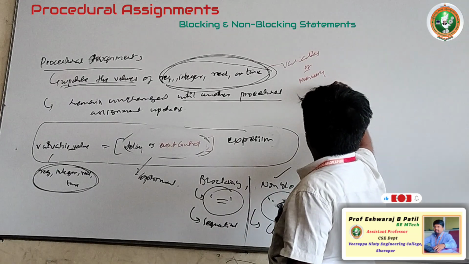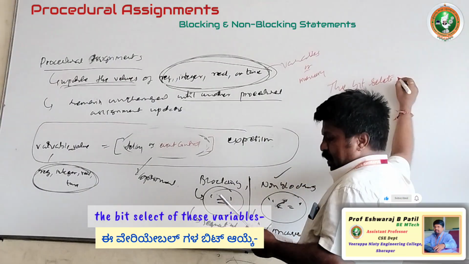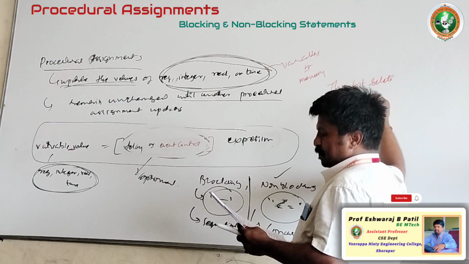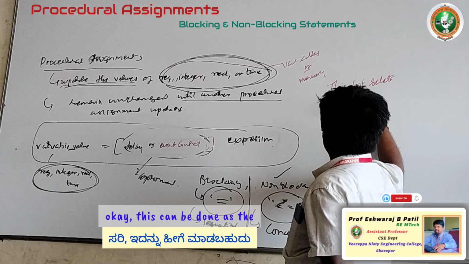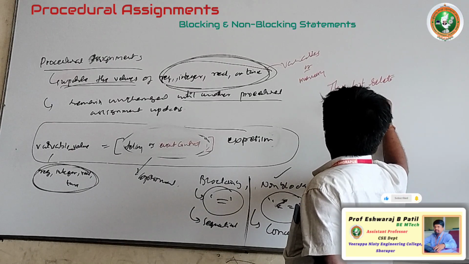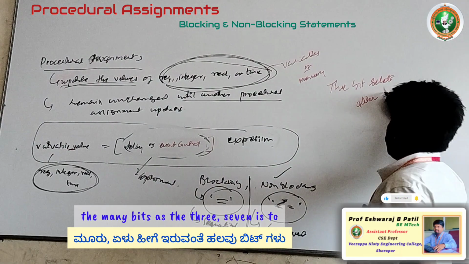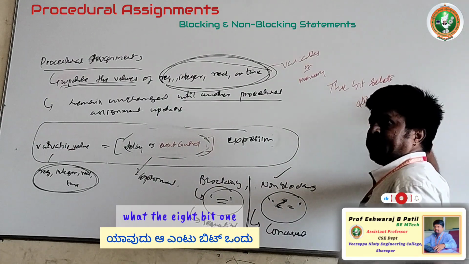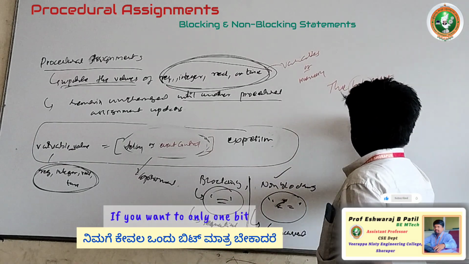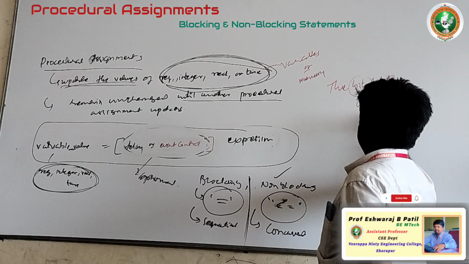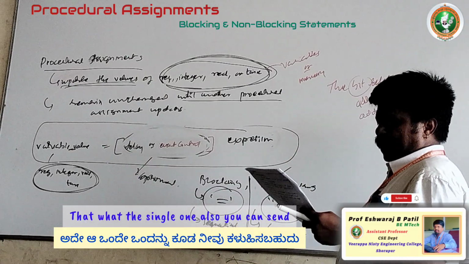Next, the bit select of these variables. If I have the adder with many bits, like 7:0, it means the 8-bit one, and I am getting 8-bit output. If you want only 1 bit, you can also send the value as the adder with only 1 bit, the single one.